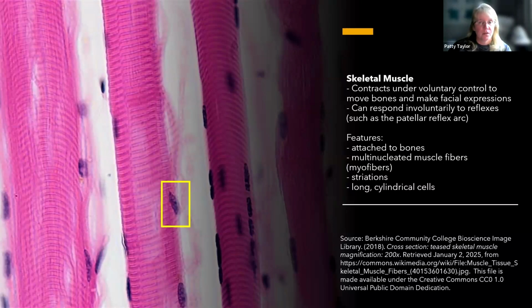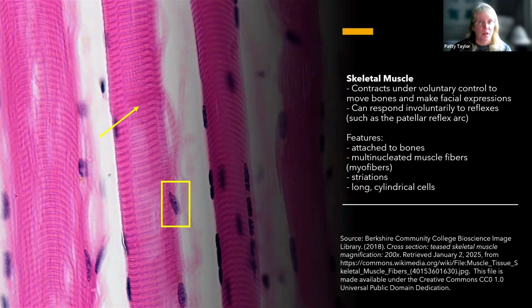Also, look for these striation patterns. These light dark banding patterns are critical to identify this one as skeletal muscle tissue. So that light dark banding is something you can explore later when you talk about how muscles contract. That's going to be a key feature that is discussed.